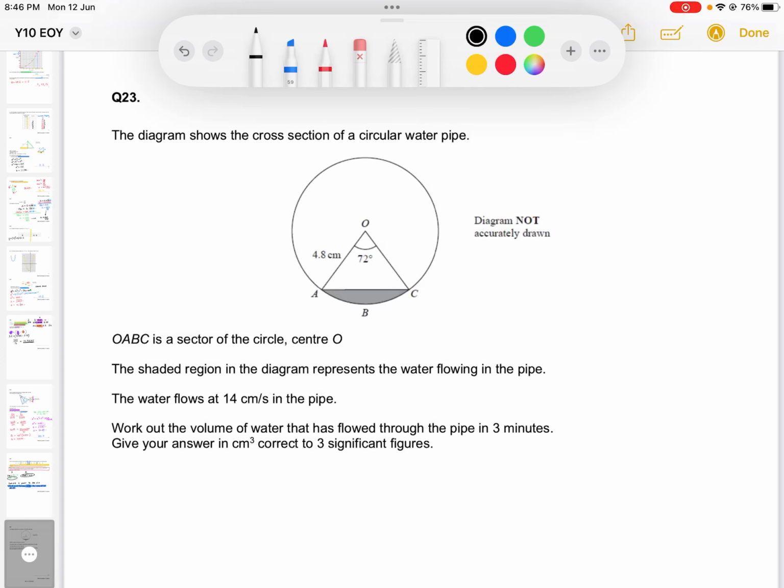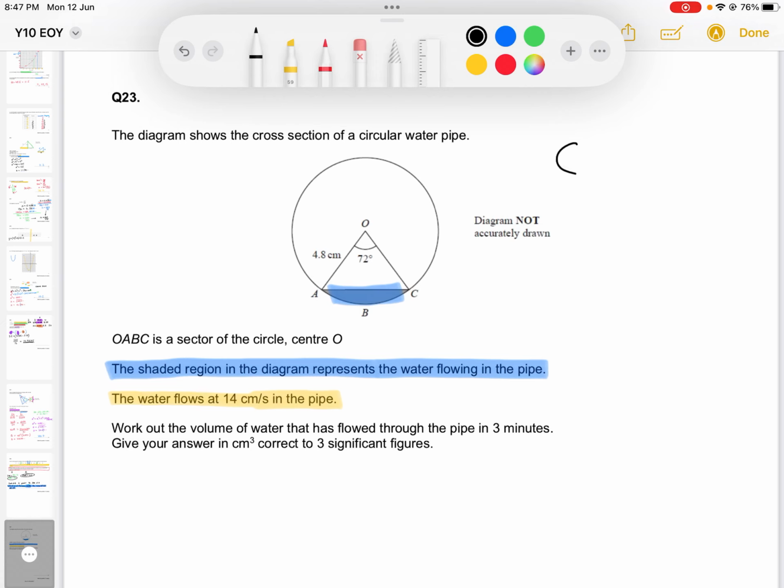Question 23. The following diagram shows the cross-section of a circular water pipe. So the pipe is here and the water level is shown there. The shaded region in the diagram represents the water flowing through the pipe. Now we are given information about how much water flows through the pipe every second.